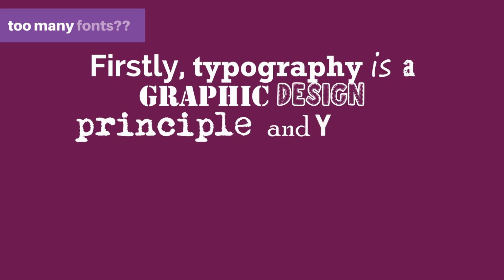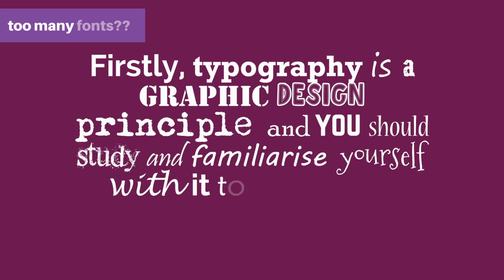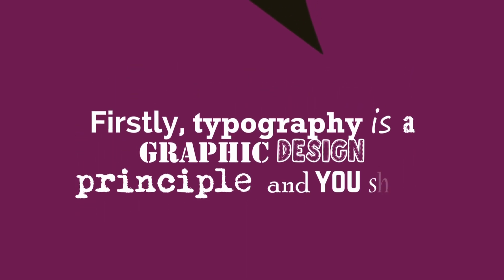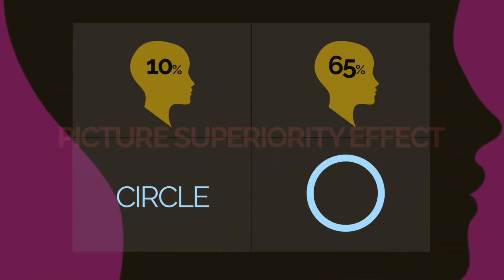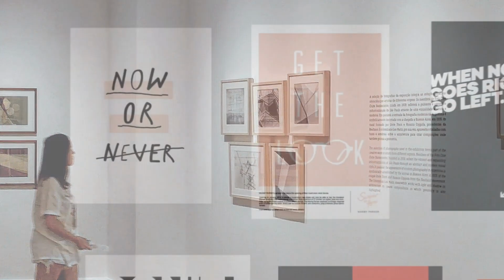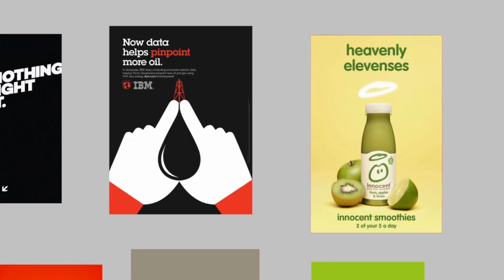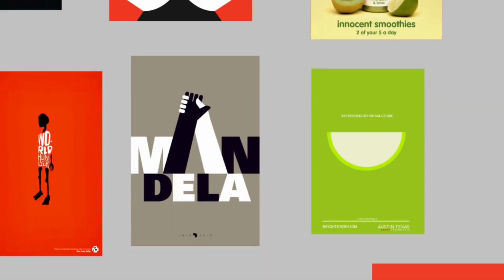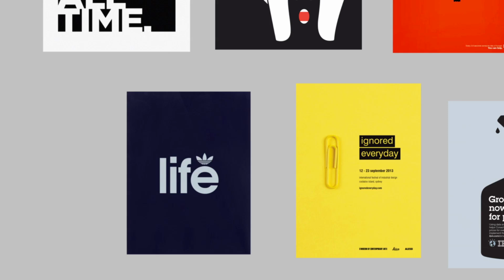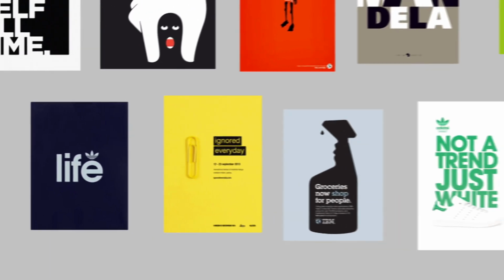So firstly, typography is a graphic design principle, and you should study and familiarize yourself with it to grow as a graphic designer. But getting into the psychology side of things, there's a phenomenon called the picture superiority effect, which essentially means people are more likely to recall visual stimuli than anything else. That means the way the typography appears in a graphic design is most likely going to stick in the minds of the people who view it more than the actual wording and what it says. But it's also going to have an emotional response, and we're going to talk more about the emotional side of things later in the video.